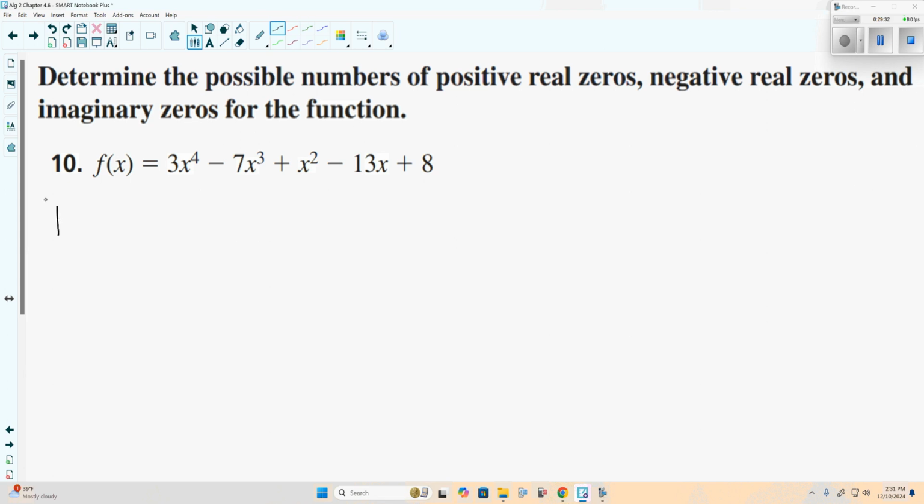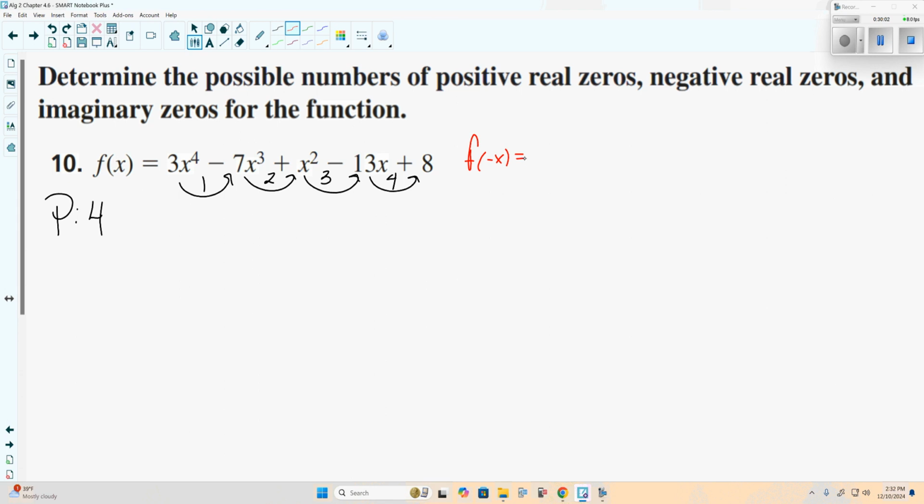Okay. Yes. Because if we count this here, x to the 4th to x to the 3rd is 1. Positive to negative. Then we have negative, positive, positive, negative. So the number of possible positive is 4 or less than it. Yes. We don't even have to find the negative.